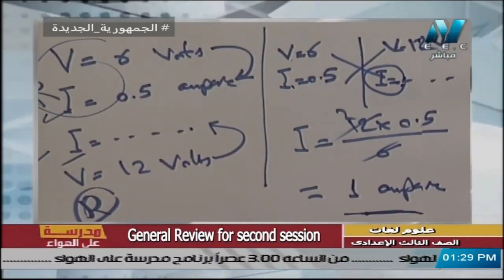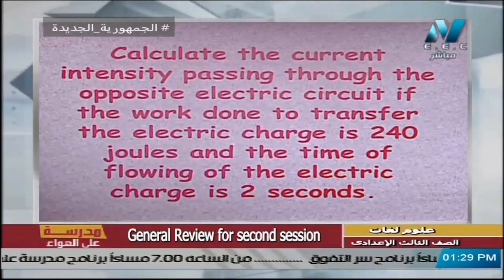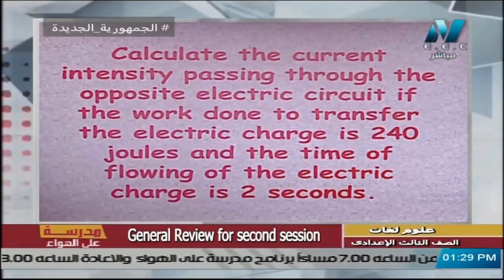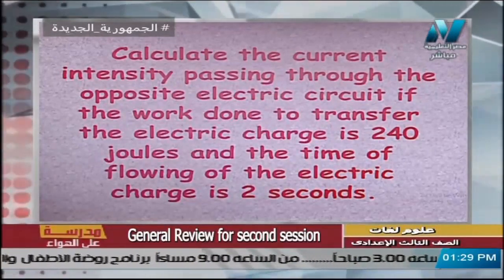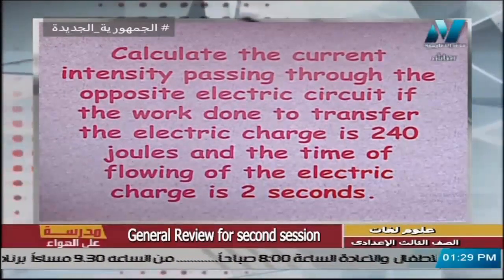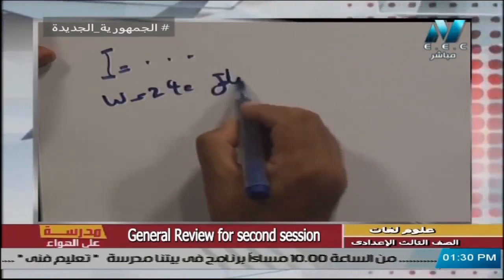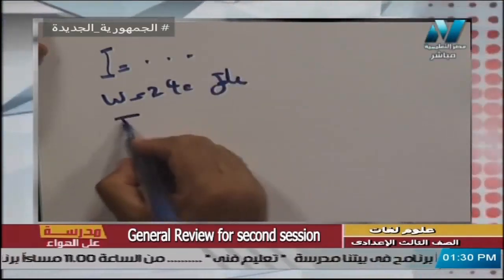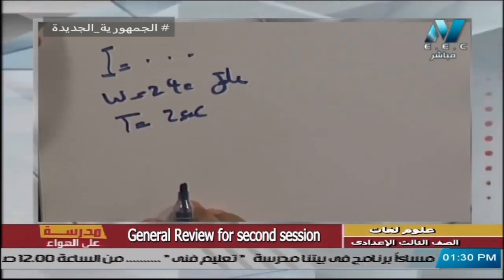It's okay. See another example. It says calculate the current intensity passing through the opposite electric circuit if the work done to transfer the electric charge is 240 joule and the time of flowing the electric charge is 2 seconds. So here I am required to calculate the current intensity, when the work done was 240 joule and the time was 2 seconds. I want I, and I have W and T.